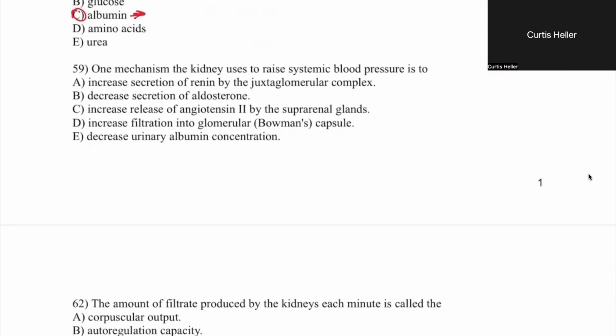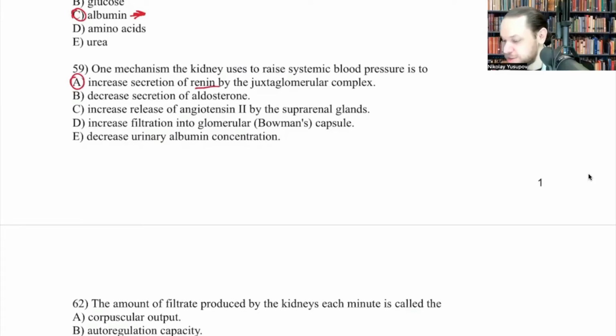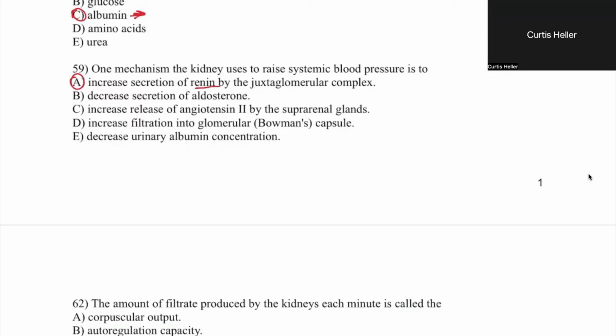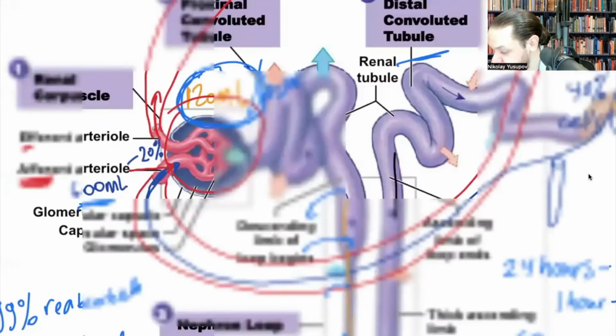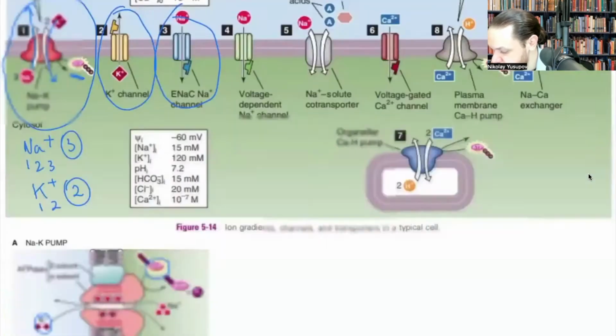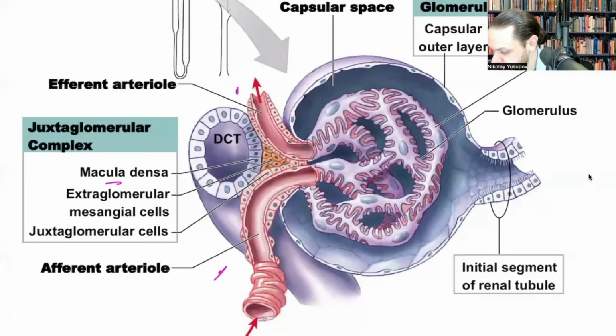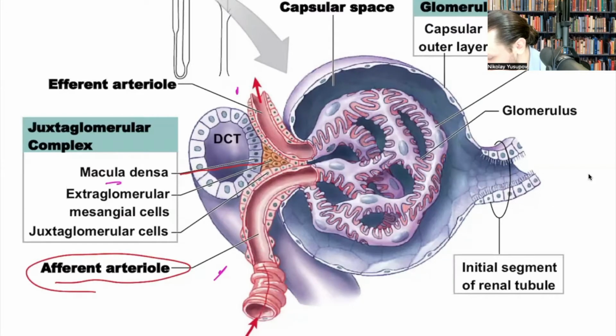One mechanism the kidney uses to raise systemic blood pressure is to increase secretion of renin, or the, well, I don't know how to pronounce that complex. Juxtaglomerular complex, or they call it the juxtaglomerular apparatus. It's basically a combination of cells, macula densa and Paul Kisson. Actually, let me show you guys. I think I have a picture here, which is shown here. So here we see the juxtaglomerular complex, and it's close to the afferent arteriole.